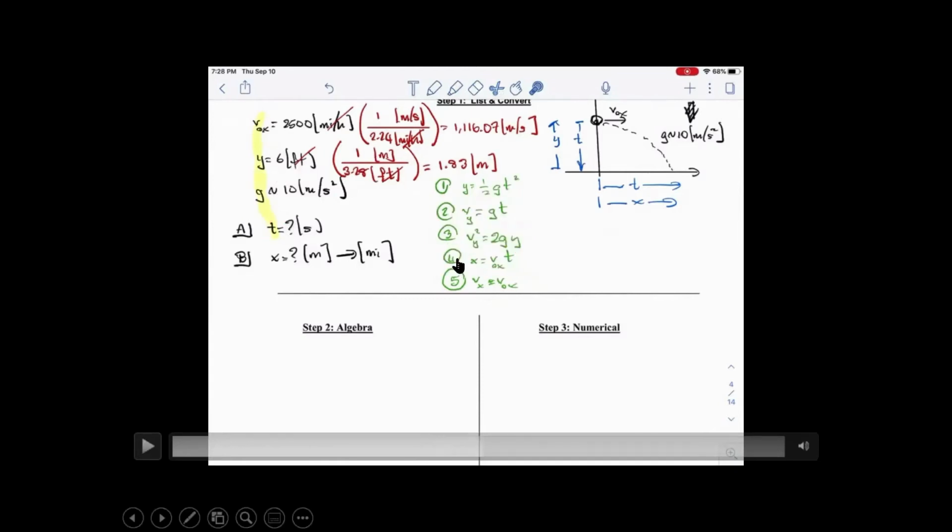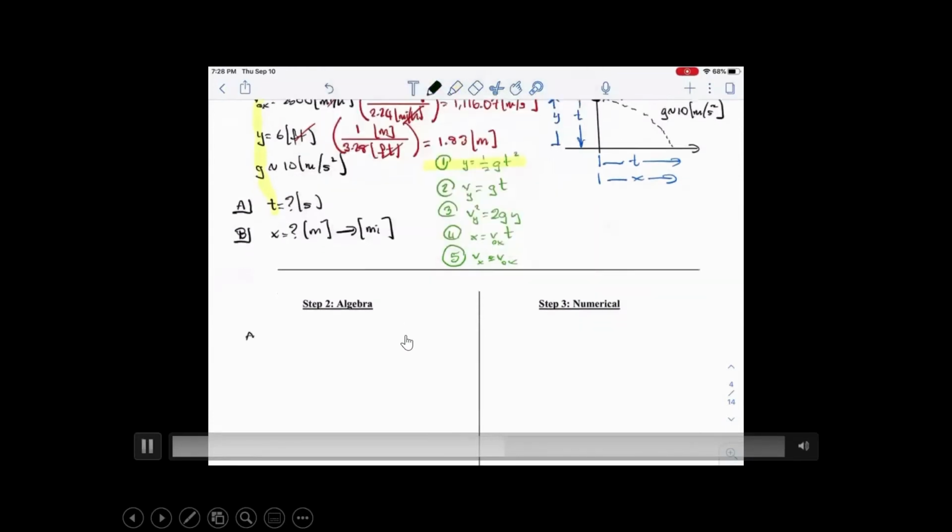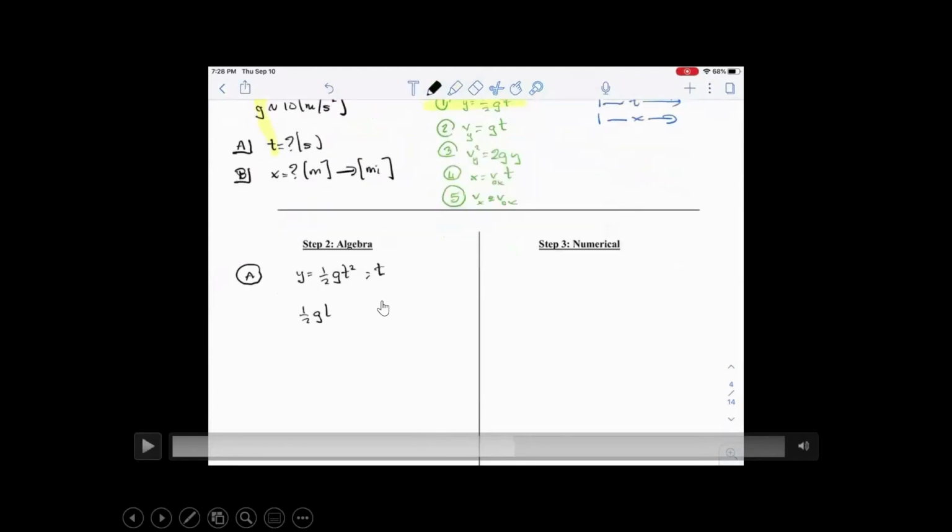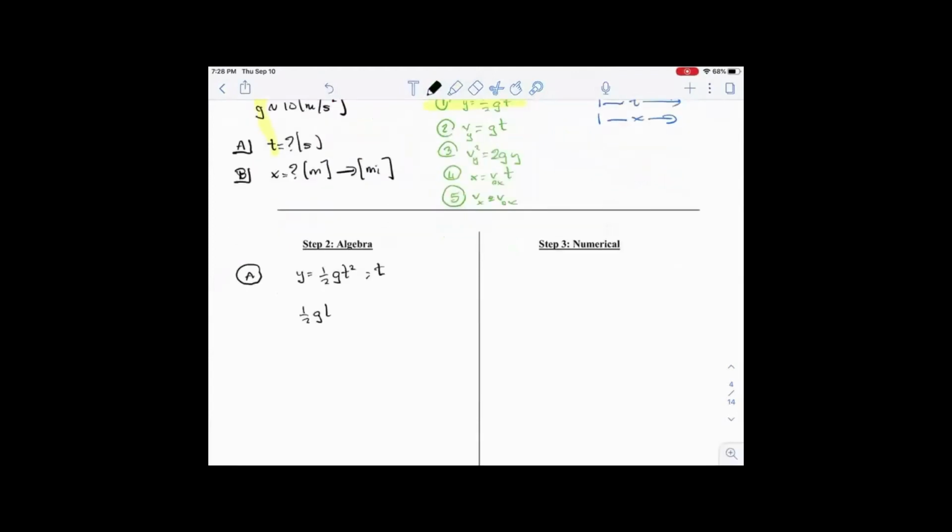So the fourth one is out of the question, the second one is out of the question. The only one that you can use is the first one. Just say you have to do trial and error for this one. So move on to algebra and isolate T.